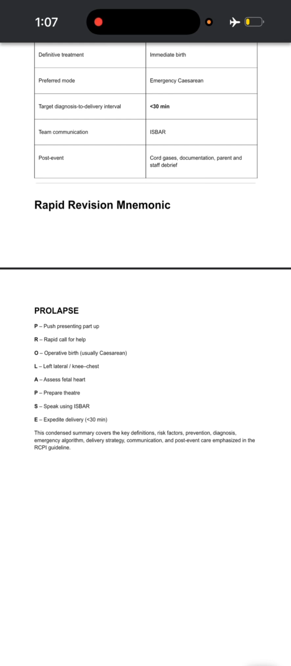This condensed summary covers the key definition, risk factors, prevention, diagnosis, and emergency algorithms, and you are expected to cover and answer the key exam concepts using this revision summary.